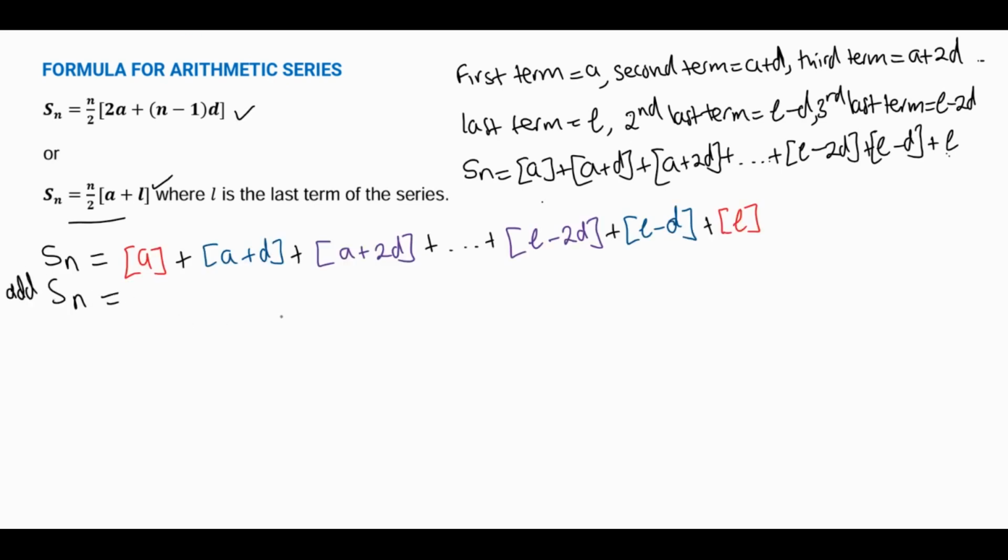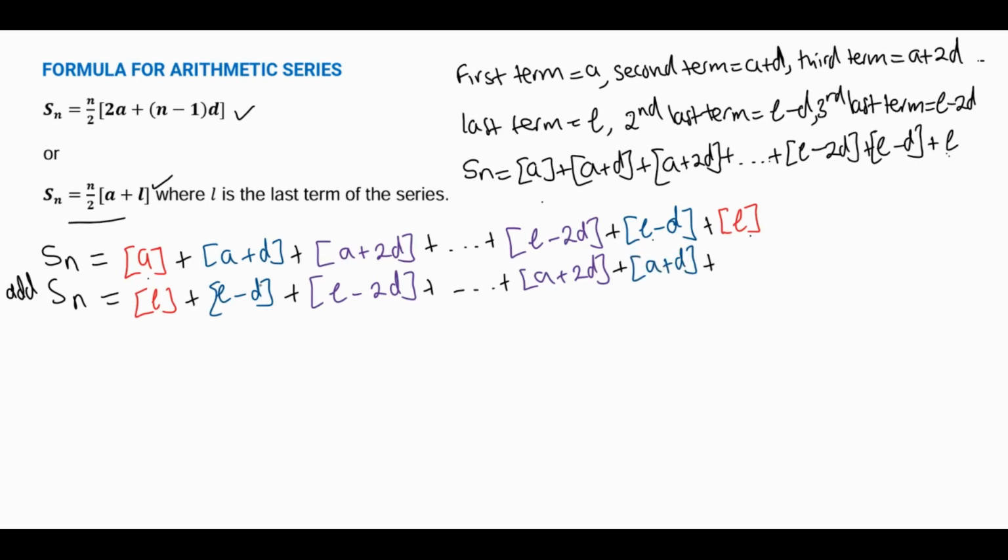Now we're going to write the second Sn from the last term till the first term. So we're writing this the other way around, where we start with l, the last term, then plus the second last term, which is l minus d, plus the third last term, which is l minus 2d, then goes on like that. Then the third term is a plus 2d, second term is a plus d, and then the first term is a. So we're adding this.